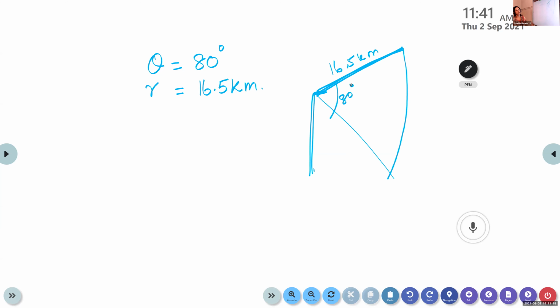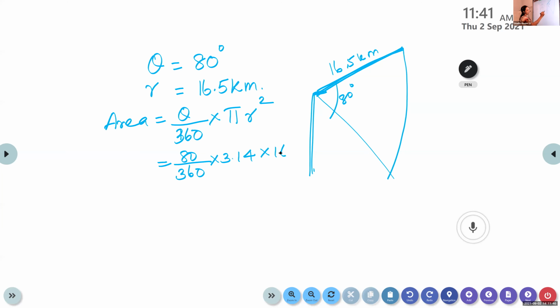We are asked to find the area. Radius is 16.5. So what's the formula to find the area? Your angle is given, radius is given, so you can apply the formula directly: theta by 360 into pi r square. Theta is given as 80, so 80 by 360 into 3.14 into 16.5 into 16.5. Pi value is specifically given: use pi is equal to 3.14. So cut short, simplify, calculate this and give the answer.